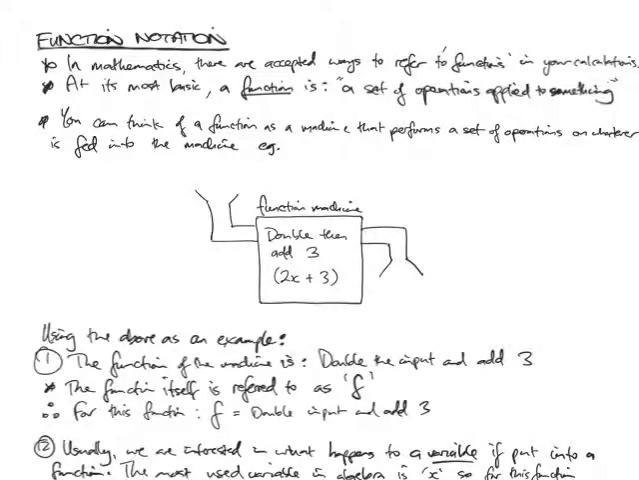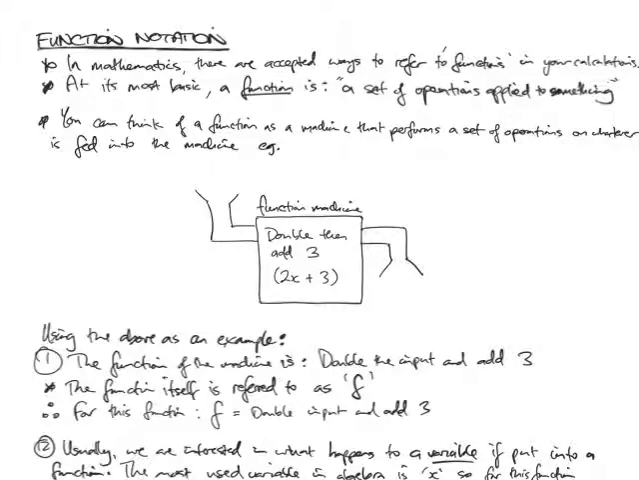So we've been talking a lot of jargon about what a function is and what a relation is. Now we need to get into how you write the actual maths and your calculations. So in mathematics, there's accepted ways to refer to functions in your calculations and to write your working out. If you think at its most basic, a function is just a set of operations that you apply to something.